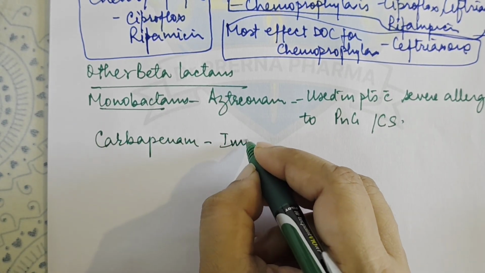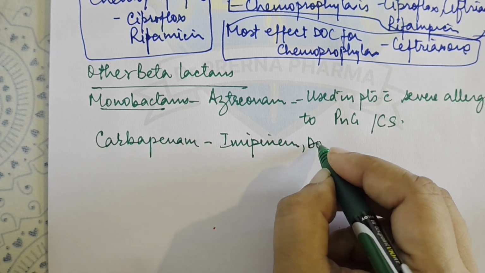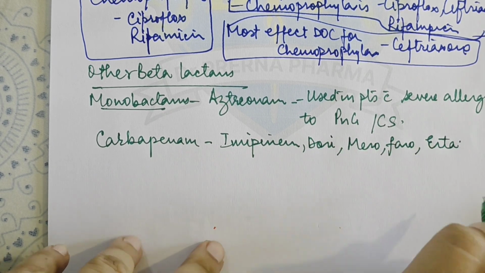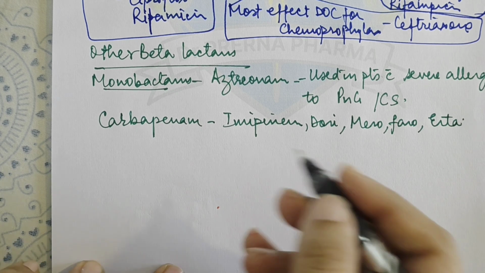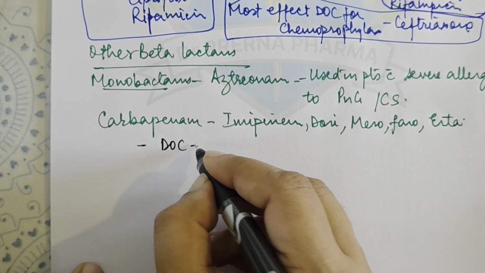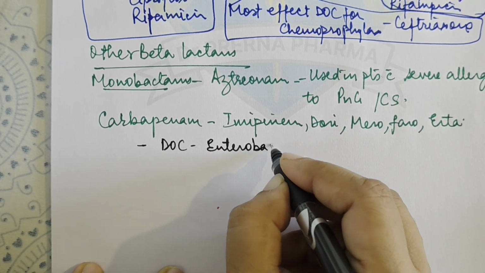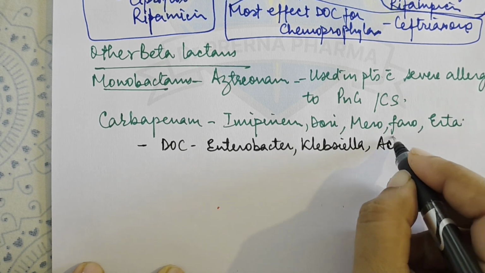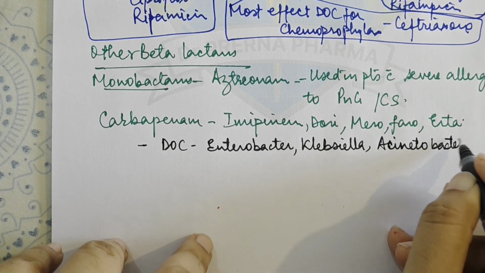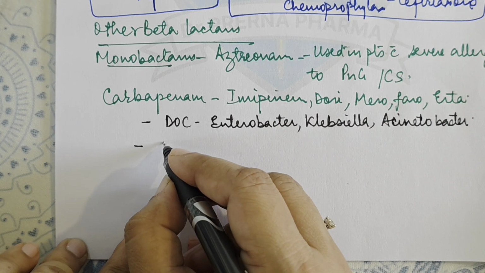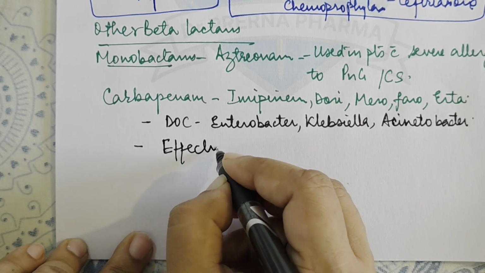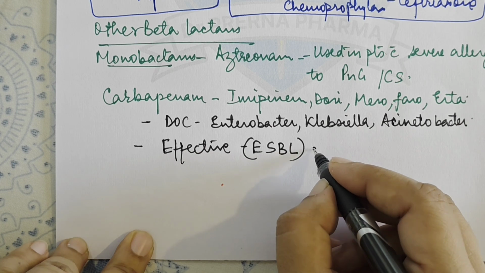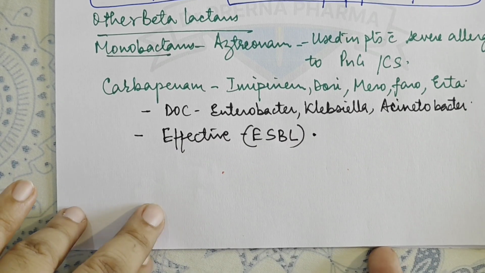In carbapenems we have the drugs imipenem, doripenem, meropenem, faropenem, and ertapenem. They have a wide spectrum of activity. These are beta-lactamase resistant, the drug of choice in Enterobacter, Klebsiella, and Acinetobacter. These are the only beta-lactams effective against extended spectrum beta-lactamase producing organisms, and so they are the drug of choice in these ESBL producing bacteria.